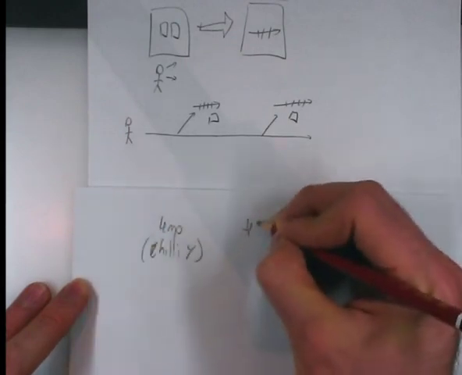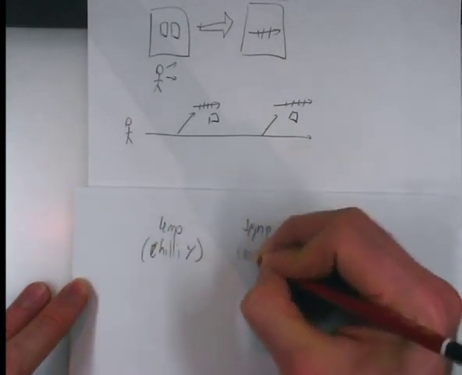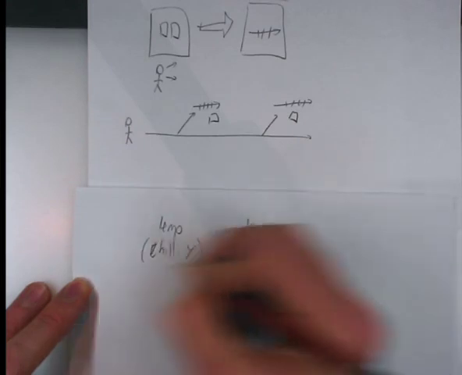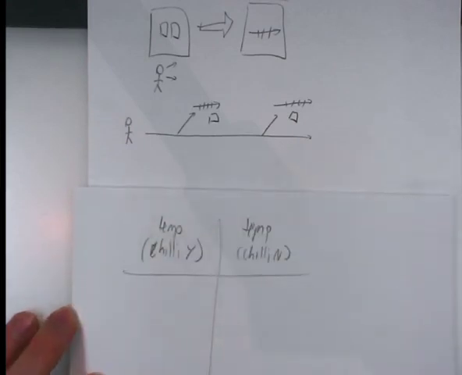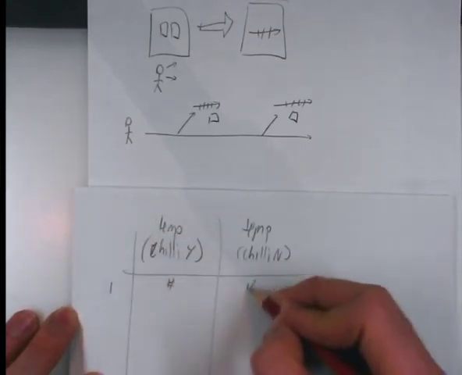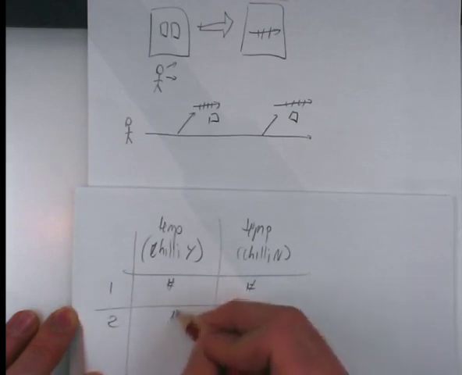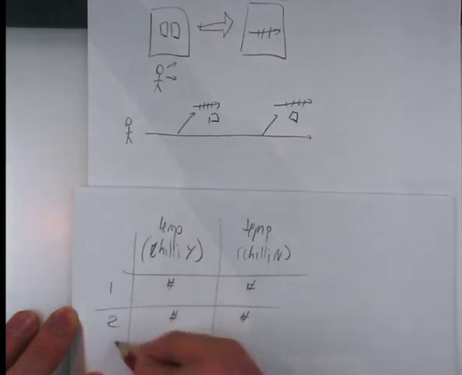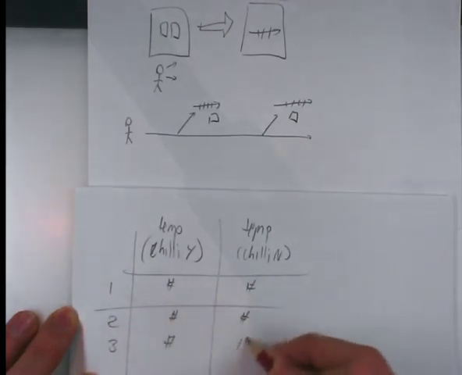You've got a temperature for chili yes, and a temperature for chili no. And everybody's got two measurements. Person number 1 has a temperature for chili yes and a temperature for chili no. Person number 2 has a temperature for chili yes and a temperature for chili no. Person number 3 has a temperature for chili yes and a temperature for chili no, and so on.